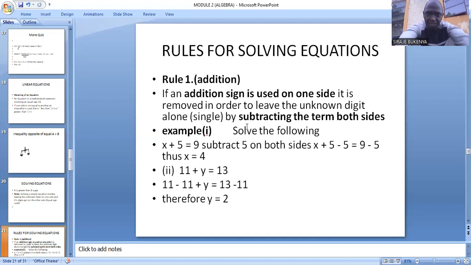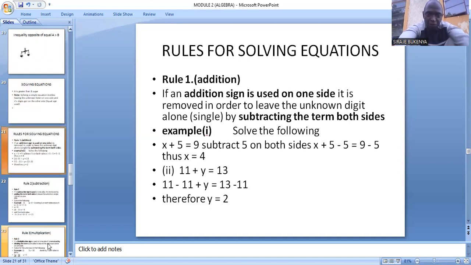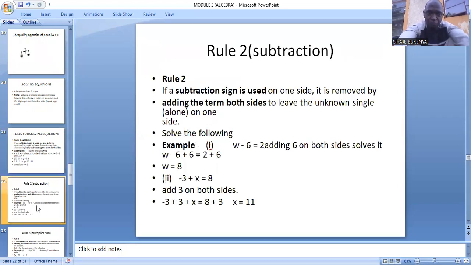Assuming somebody tells you to solve x plus 5 is equal to 9. Subtract 5 both sides. That means you're removing the 5, which is a plus, by subtracting, and you end up getting a 4. If you say 11 plus y is equal to 13, to get the value of y, that means you subtract 11 both sides. So the sign that is involved is addition, so get the opposite, which means subtracting both sides.